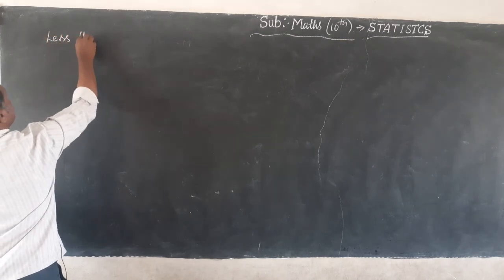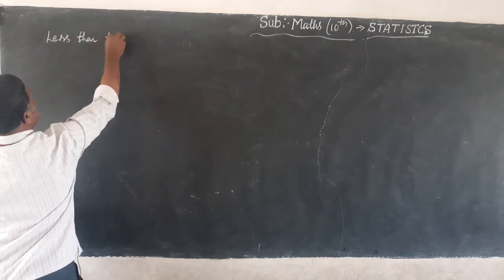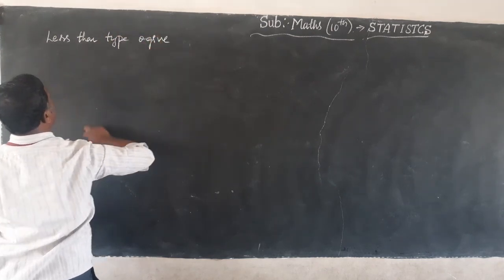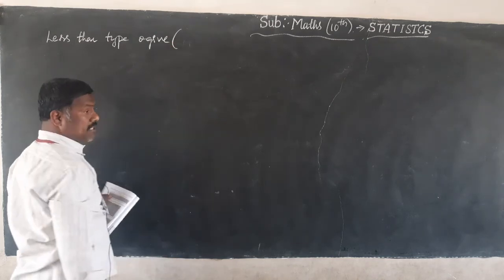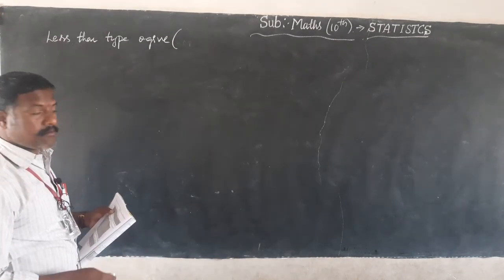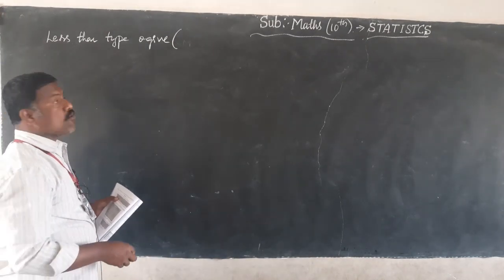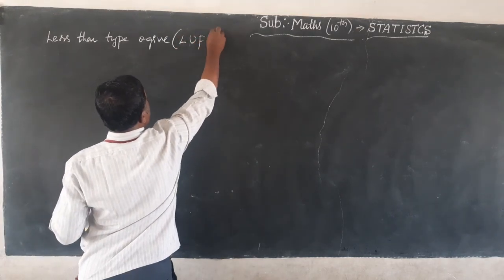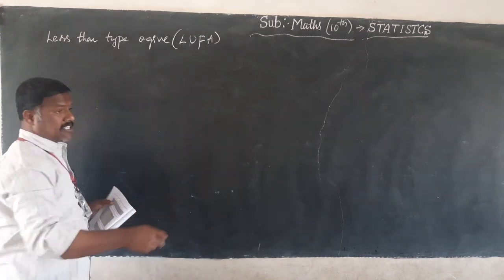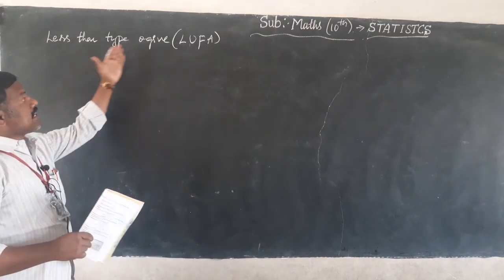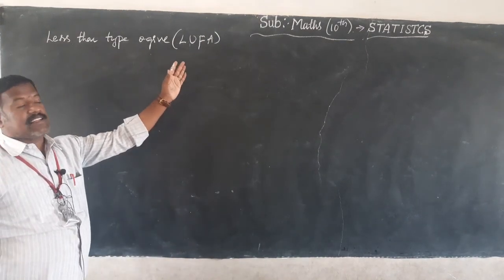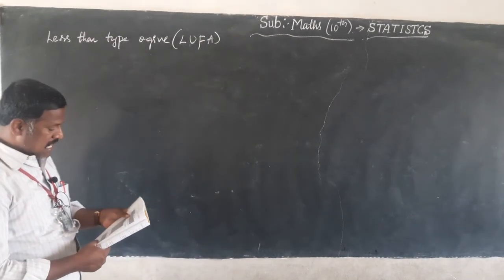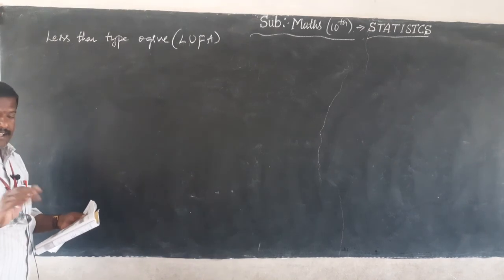Children, here you should write: less than type Ogive. In bracket, in pencil, even in the annual exam you have to write in pencil, that is LUFA. After drawing or constructing the less than type Ogive, take your eraser and rub this out. Understand, children? Here I would like to present only the answer.